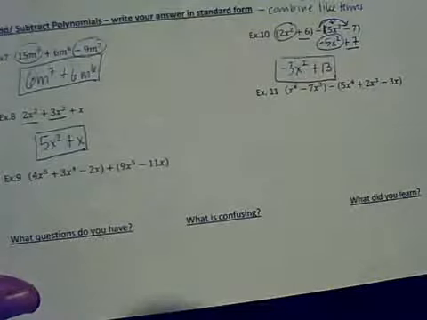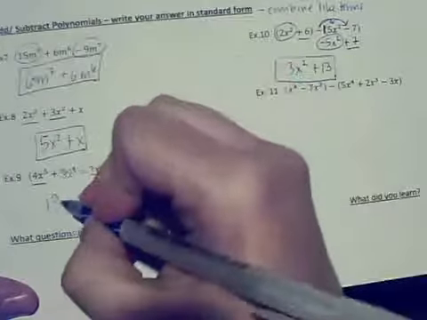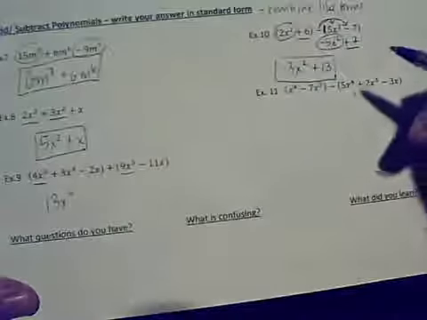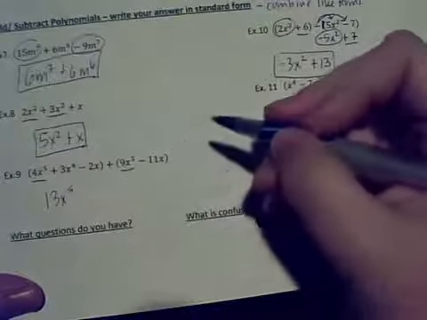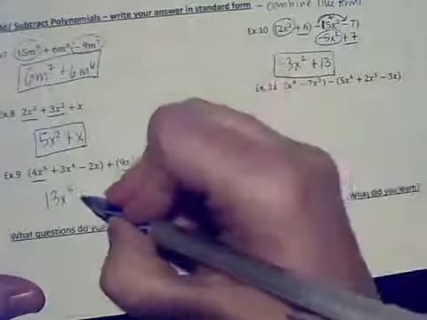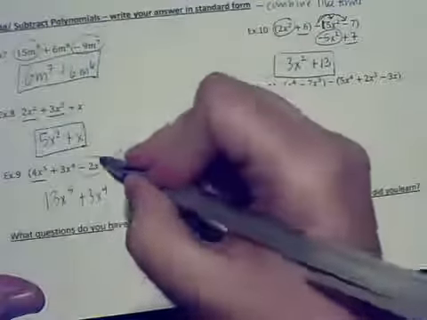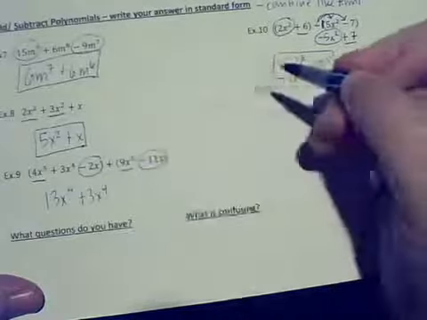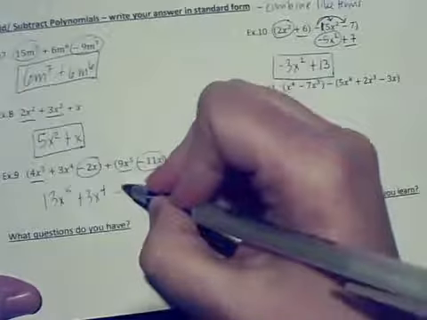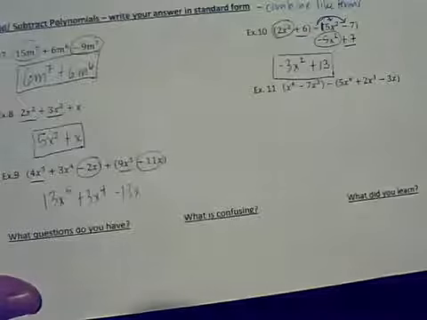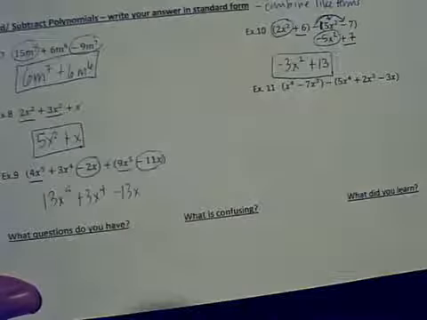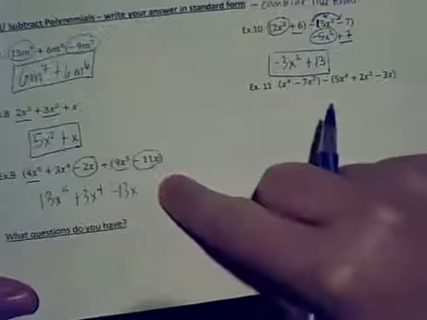Alright, if we look at example 9, if you combine your x to the 5ths, that gives you 13x to the 5th. The next degree that we should use is the x to the 4th, and there's only the 3x to the 4th. And then the last one is the x's. So negative 2x minus 11x is negative 13x. So there's our answer. It's in standard form because it goes from highest to lowest degree.